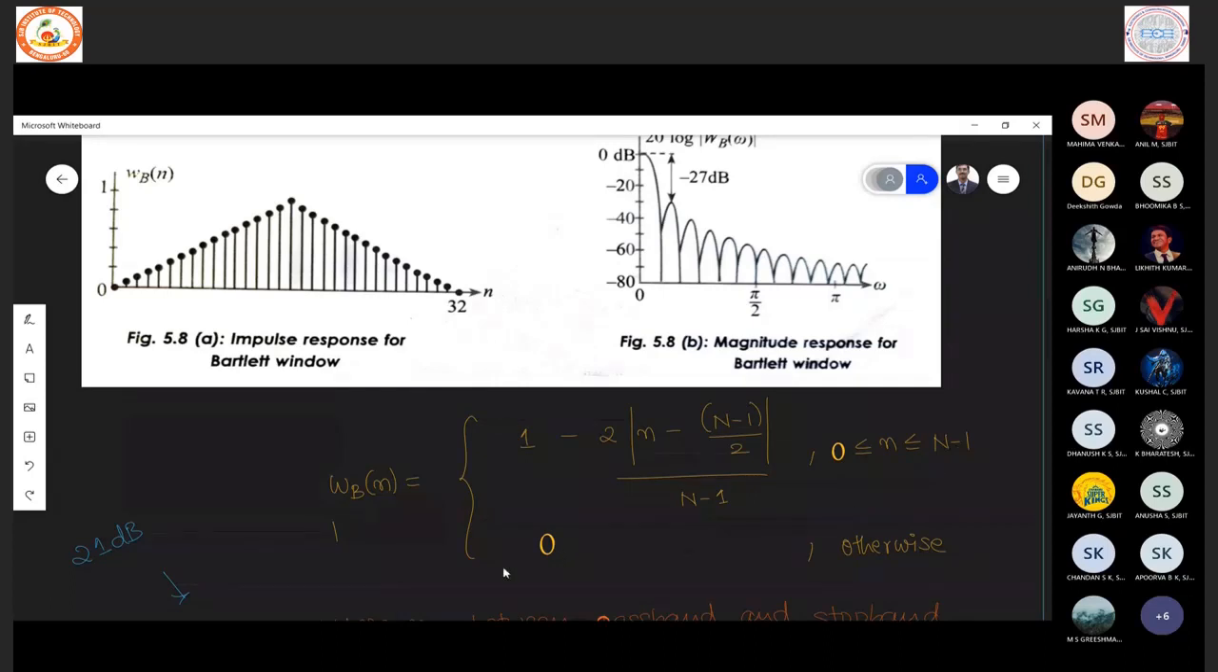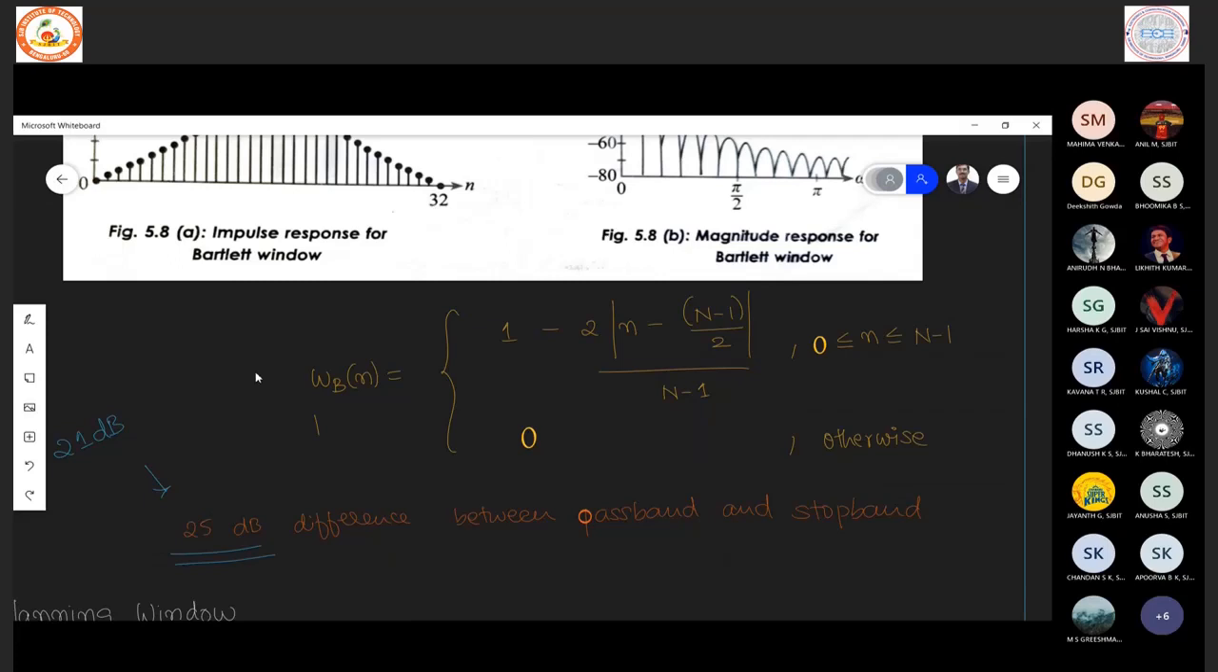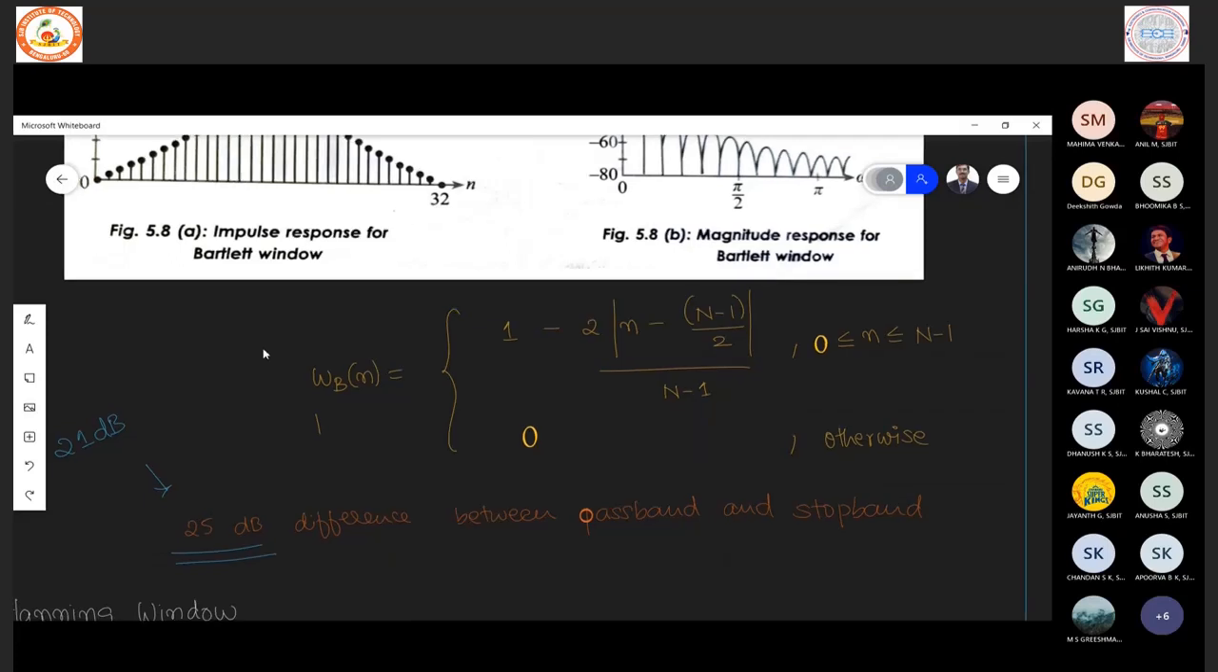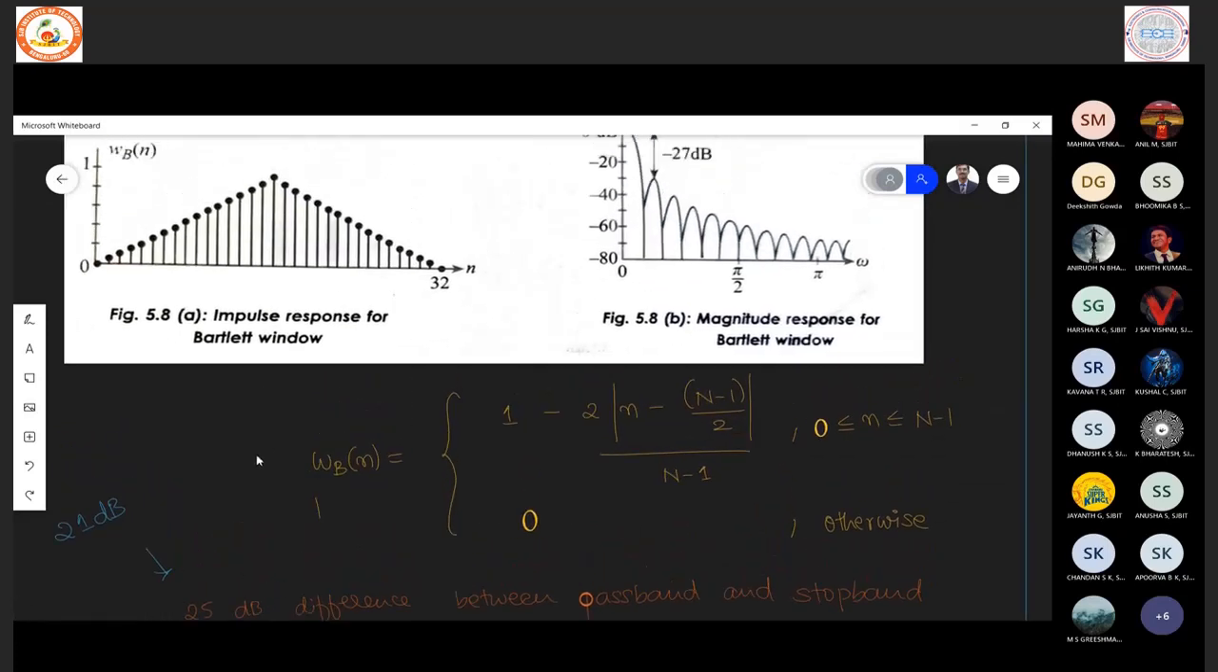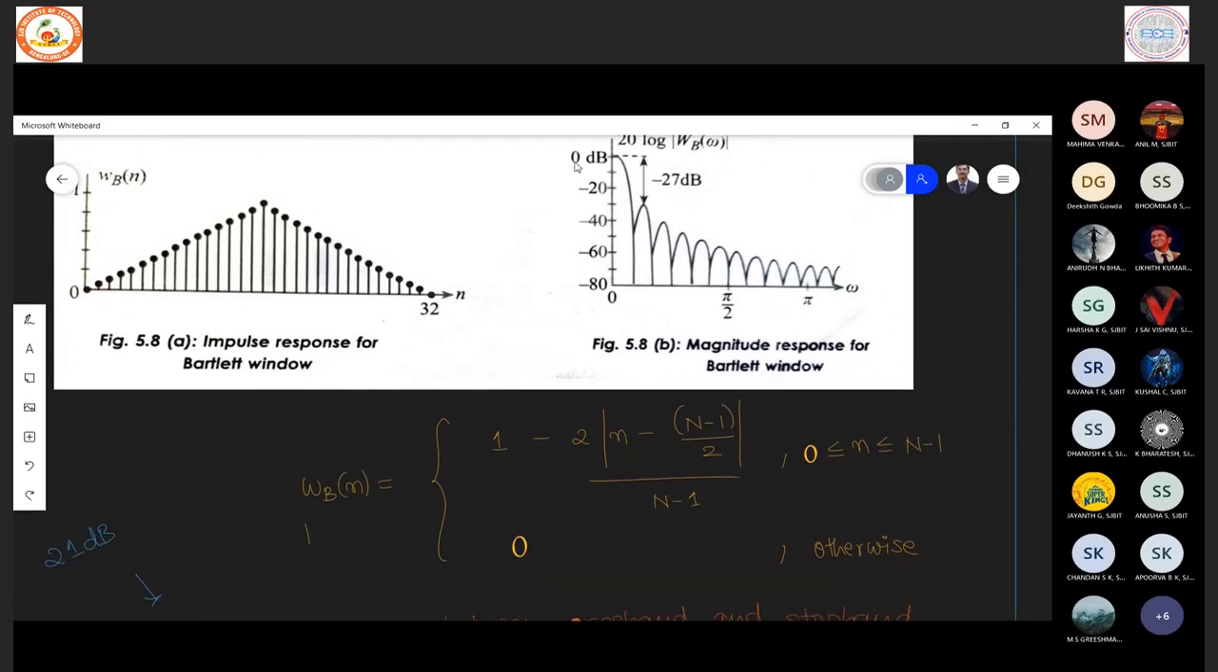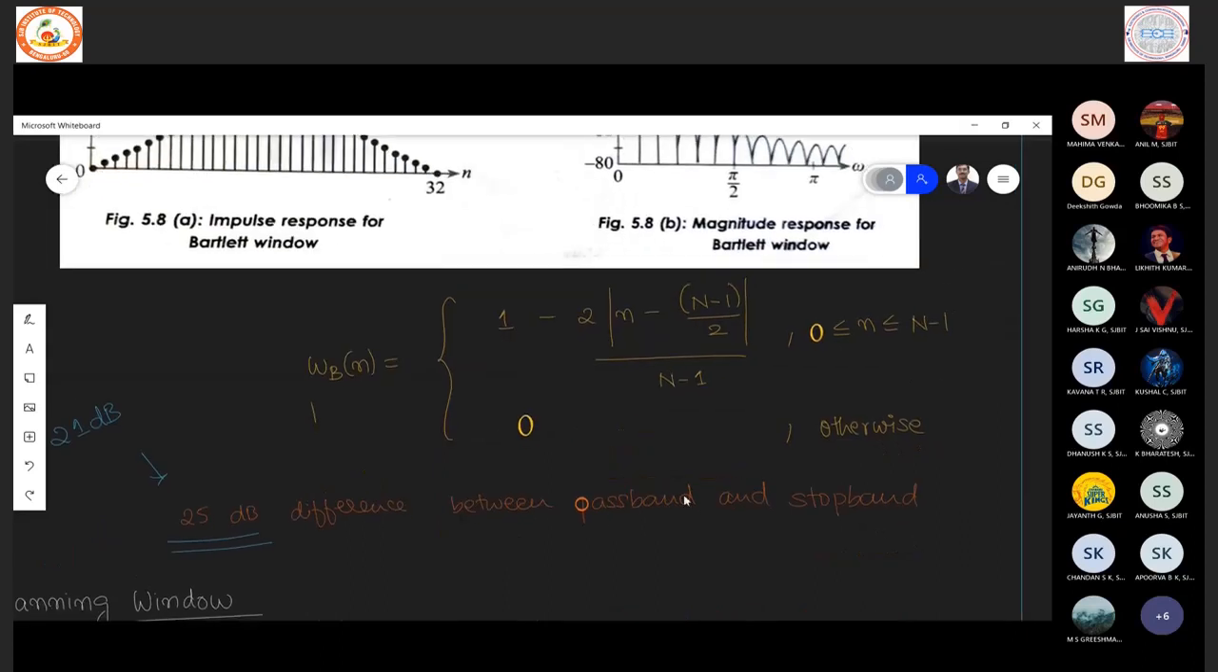Okay, and this is how the window function has been defined. Now let's look at some of the characteristics. We saw that the difference between the DC level and the first side lobe is minus 27 dB. Now if you design a low pass filter using it, the difference between pass band and stop band this time is going to be 25 dB.